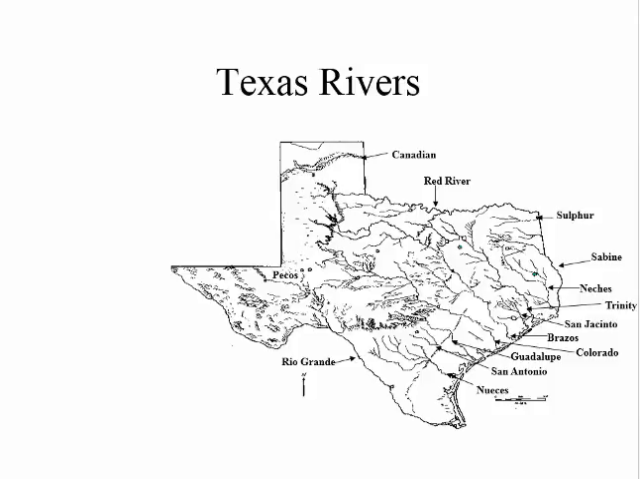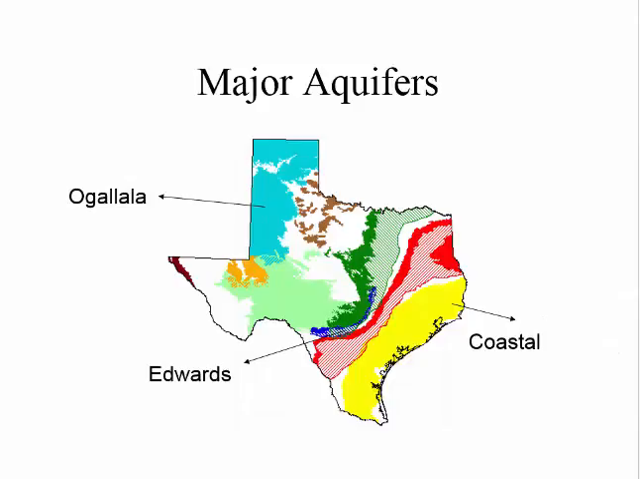The Colorado, which is fed by a major tributary called the Pedernales. The Brazos River. The San Jacinto River. The Trinity River, which runs from the Dallas-Fort Worth area down east into Trinity Bay, which is a part of the Galveston Bay complex. The Neches, N-E-C-H-E-S River. The Sabine, the Sulphur, and the Red River, and the Canadian. The Canadian is kind of just a passing stranger moving through. It is not a high-flow river because it doesn't drain a particularly wet area of the state.